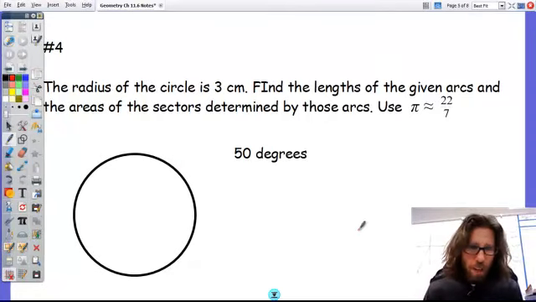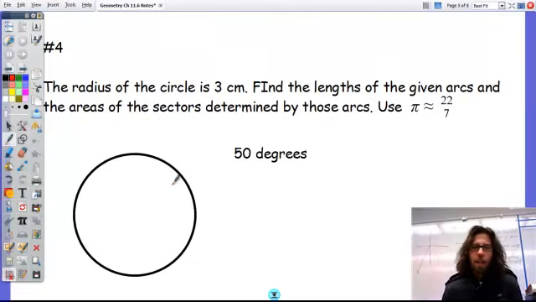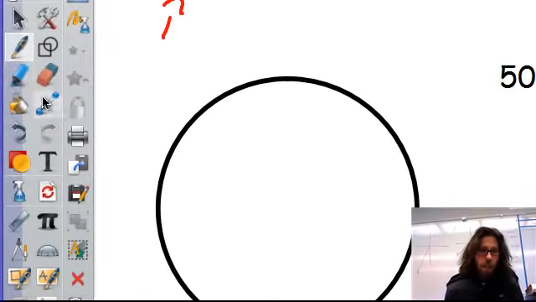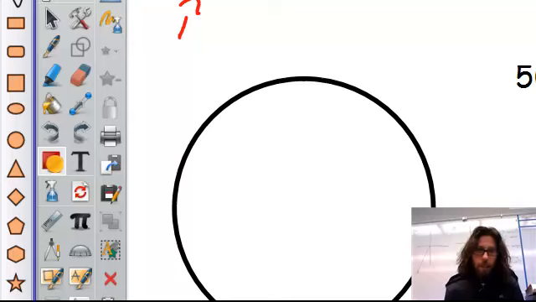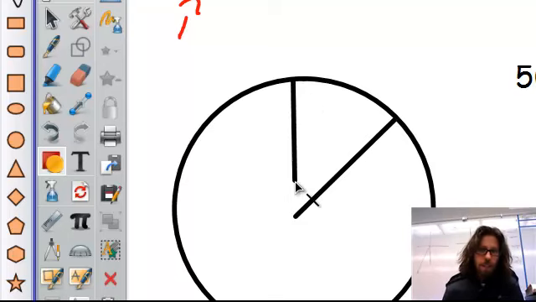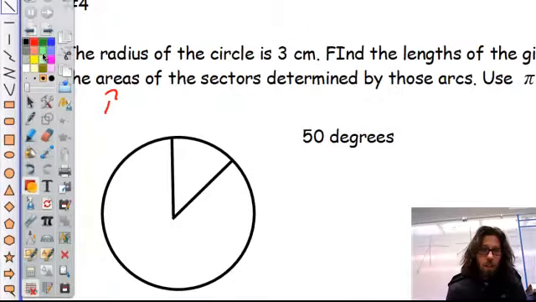All right, so here we have number 4 on your note sheet. In this situation, we're just given some additional problems where we are required to try to find our arc lengths and areas. So in this particular case, we are told that we have a radius of 3 centimeters and a 50-degree angle or piece of our circle here.